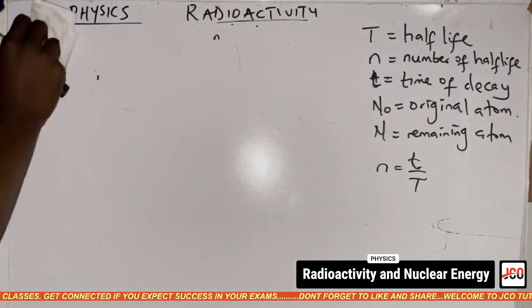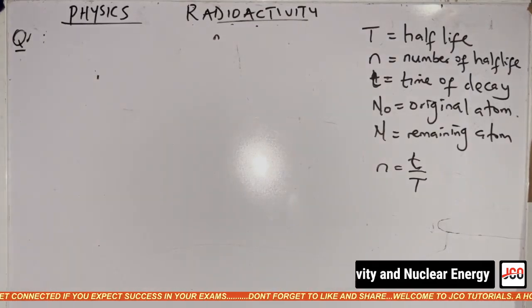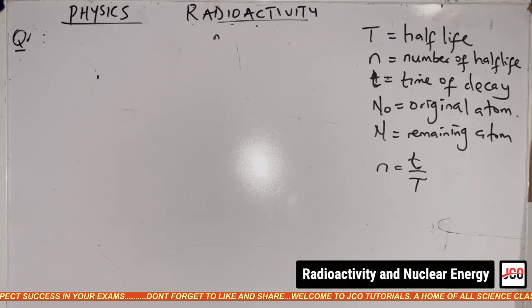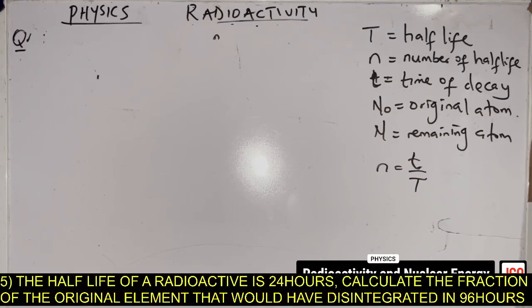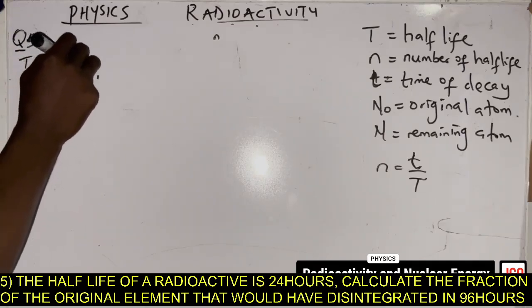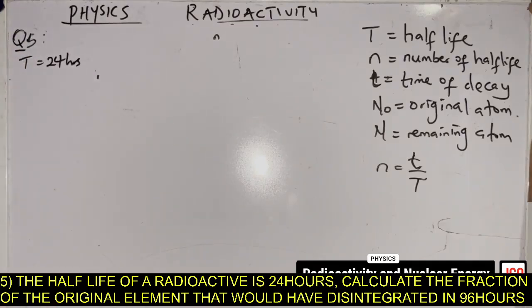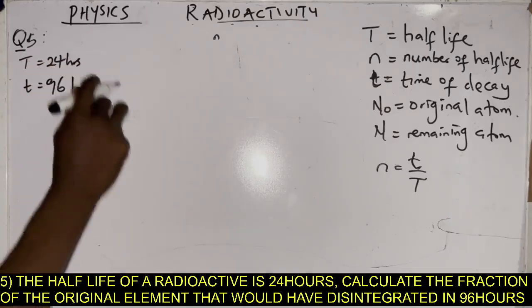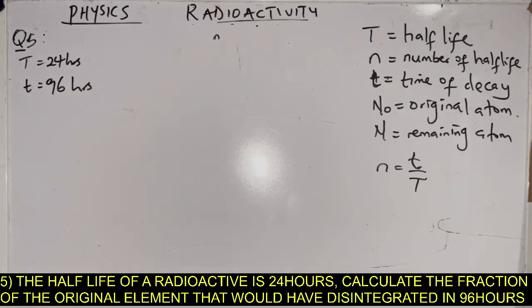Okay, the question says the half-life of a radioactive element is 24 hours. So they've given you the half-life already. Half-life is 24 hours. Calculate the fraction of the original element that would have disintegrated in 96 hours. So the time of decay is 96 hours. They've given you the half-life, they give you the time of decay.